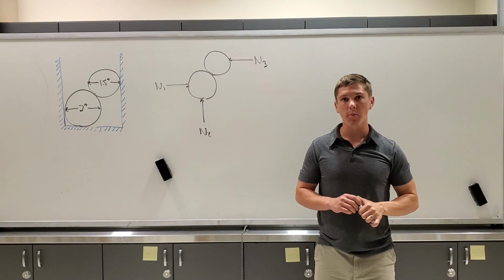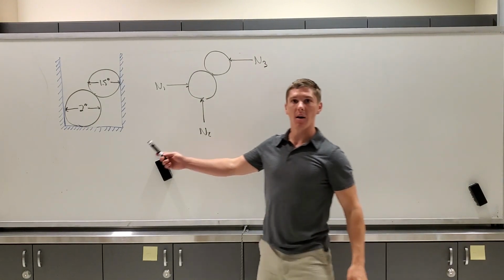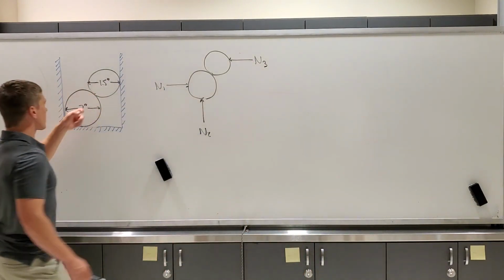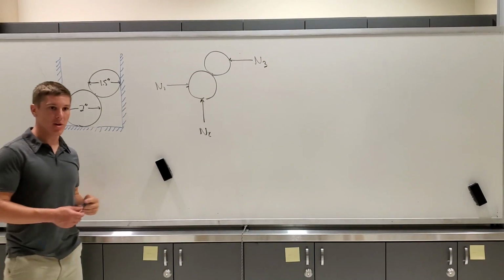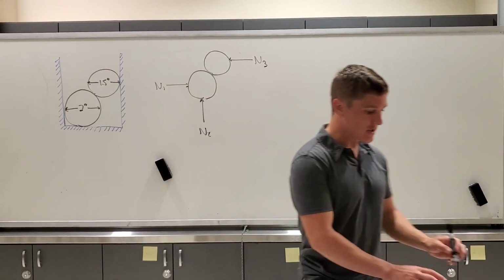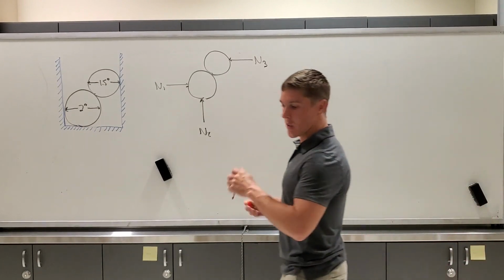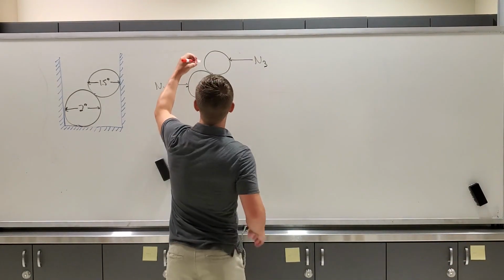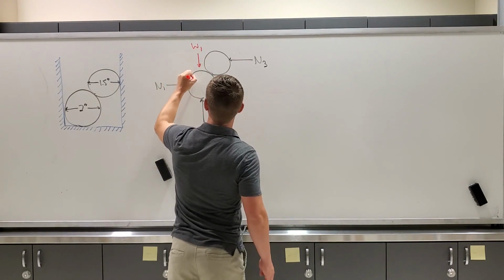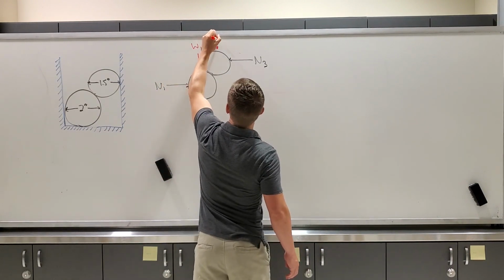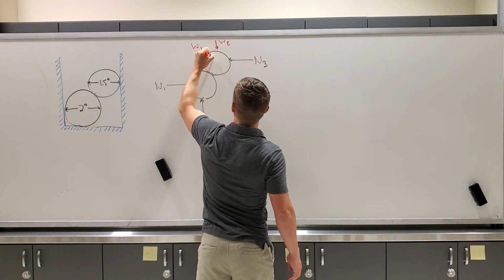But that is not all the forces we have acting on the system. The problem gave us the density of the ball bearings, so that's a good hint that the weight of the ball bearings is going to be important. Since each of these ball bearings also has a weight, we have an additional force here: weight 1 acting down on particle 1, and weight 2 acting down on particle 2.